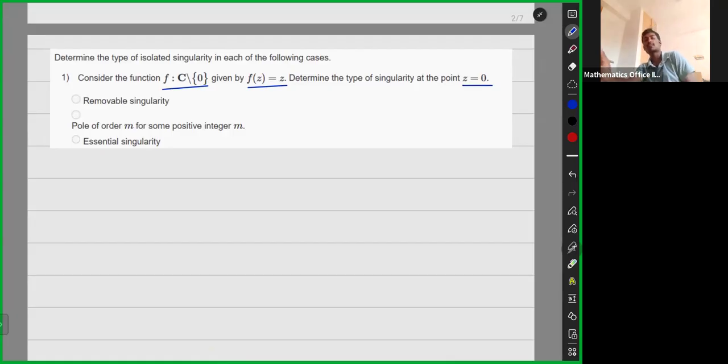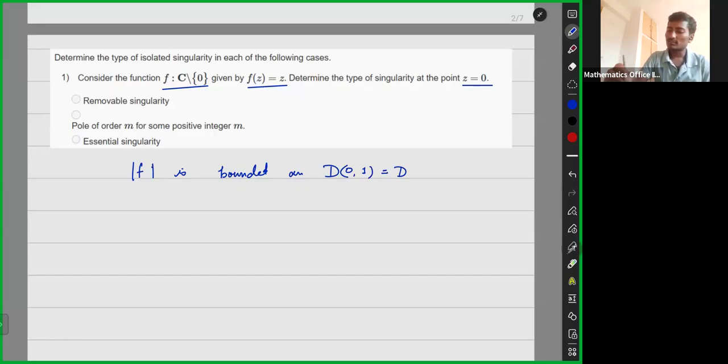So what happens if you take the unit disk minus 0? Restricting our f to a deleted neighborhood of that point, f is bounded on the punctured unit disk. This is usually called D, the unit disk. It is bounded by 1 exactly, so no problem. So mod f is bounded, so f is bounded over this.